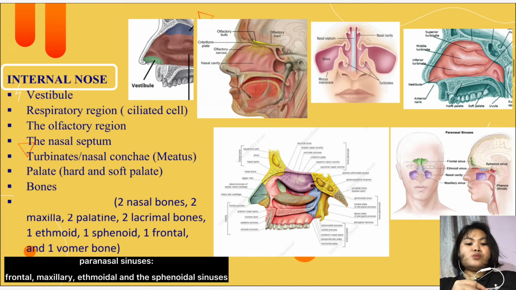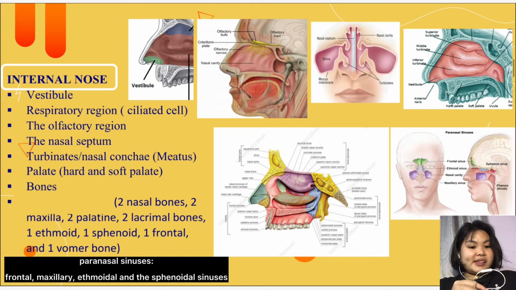These are small, hollow spaces in the bones around the nose. We have 4 paranasal sinuses. These are the frontal, maxillary, ethmoidal, and the sphenoidal sinuses. As you can see in the image on the screen, the frontal sinuses are located above the eyes.